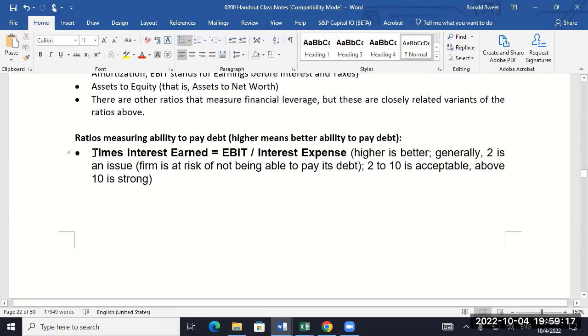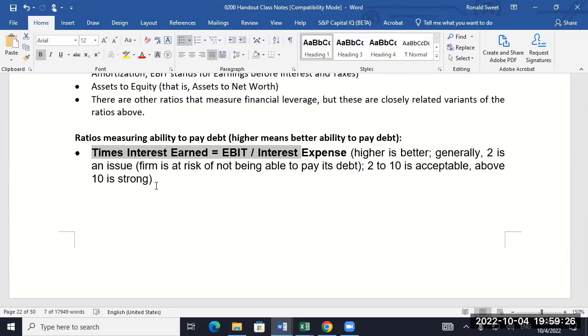And then can you pay your debt: times interest earned. You might have heard this as the debt coverage ratios. So your net income, some measure of net income, EBIT over your interest expense.